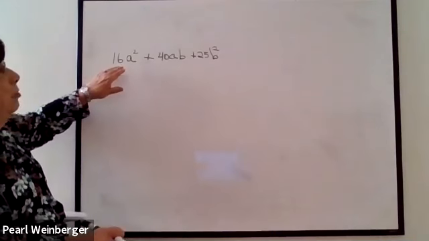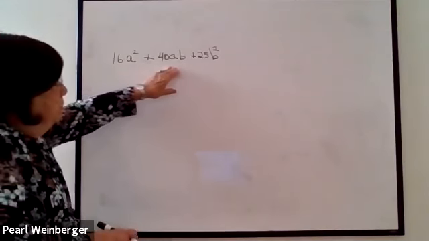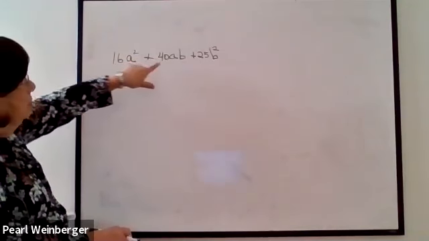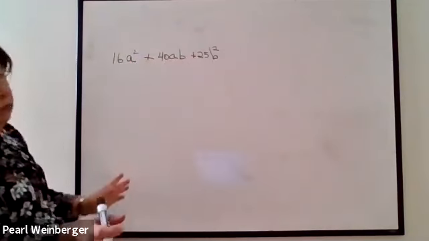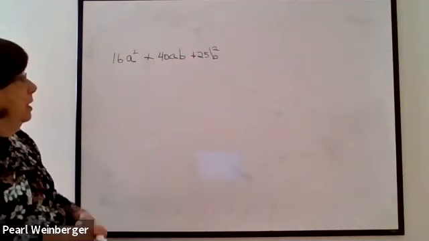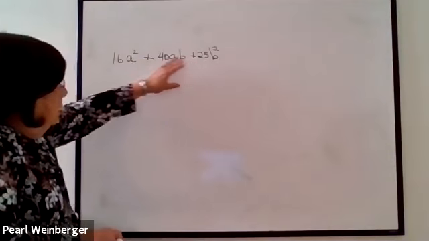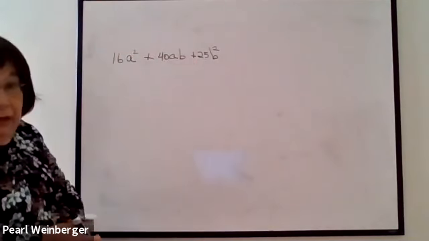Okay, but the first thing we always want to look for is, is there a common factor? Between 16, 40, and 25, there's no number that goes into all of them. And this one has a's but no b's, and this has b's and no a's, so there's no common letter throughout either.